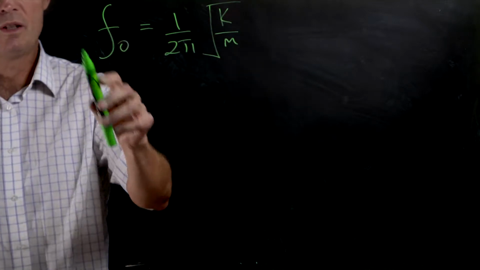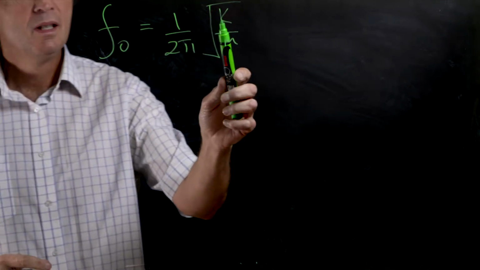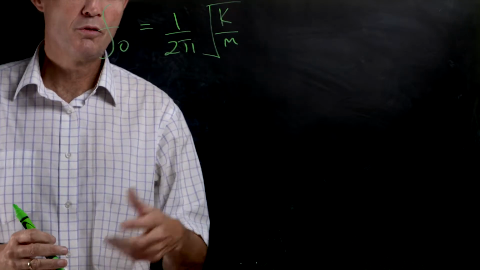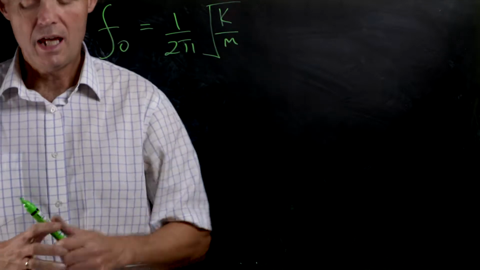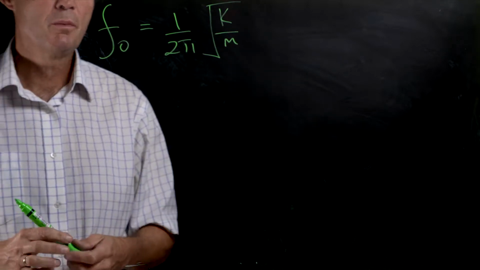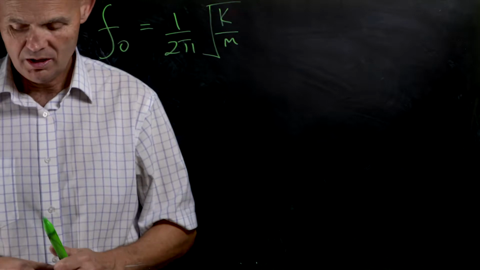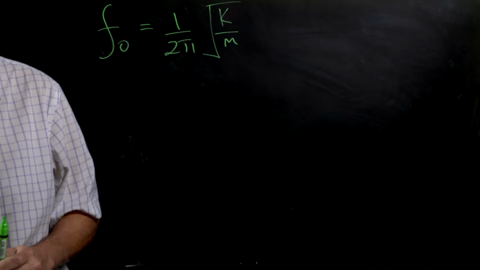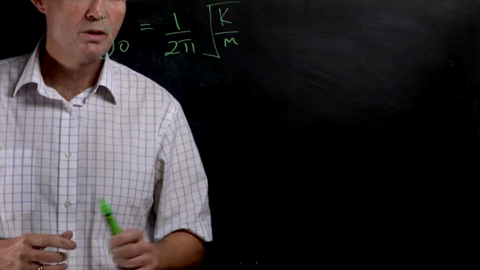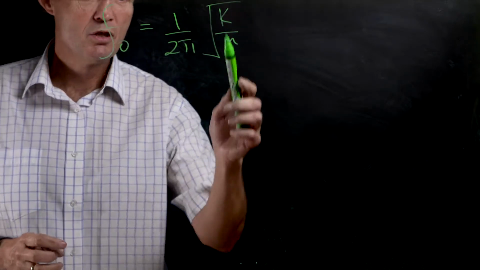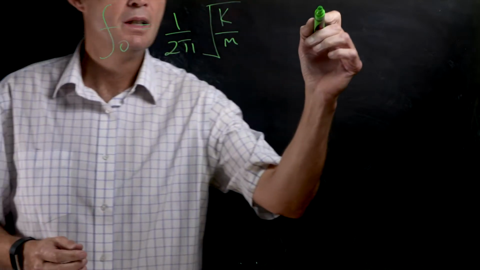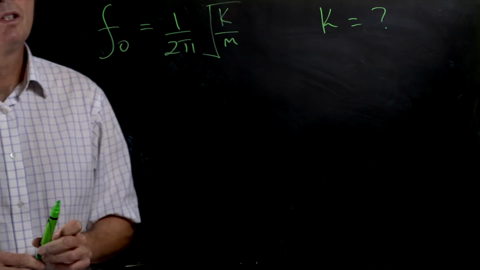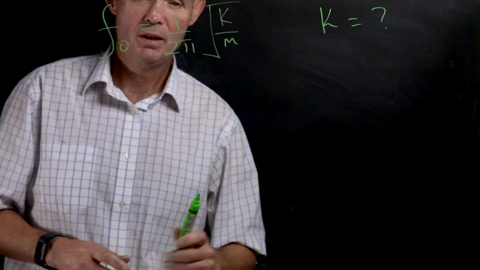So this is the natural frequency of the vibrating system. K represents the stiffness within the system, so it's often called the spring constant, and M is the mass of the object that's vibrating. So this is a typical formula for the natural frequency of a mass spring system. What we're going to do in this particular tutorial is rearrange it for K. It's a question that's often posed in the exam, okay?